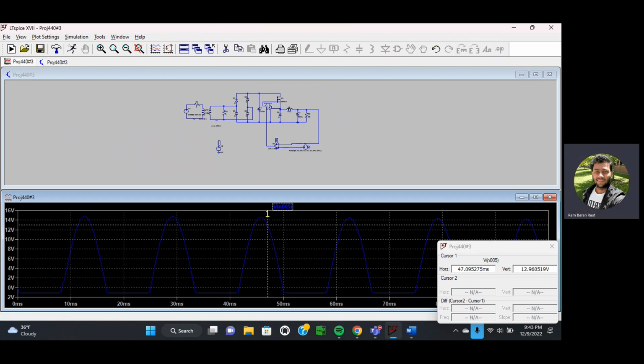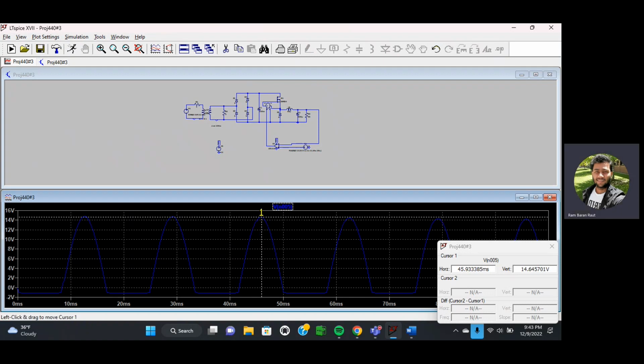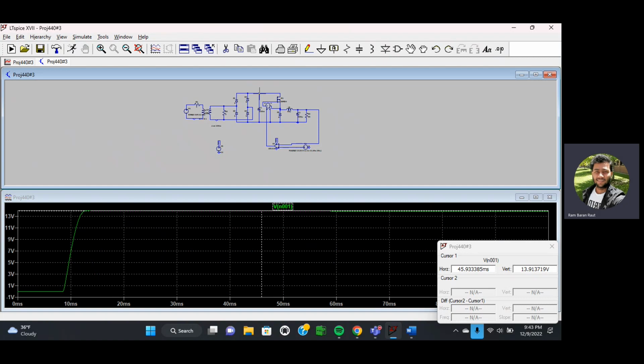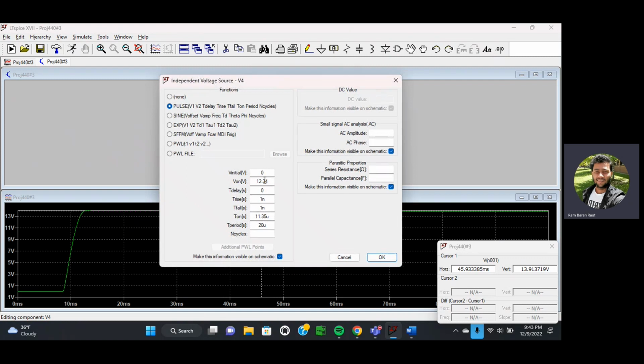Let's measure the peak value. So here the peak value is 14.645. It's not exact 15 volt. Now let's measure the rectified voltage over here. So the rectified voltage is 14.9 volt. So I need to change some values over here. So here we are getting 14.91 volt.